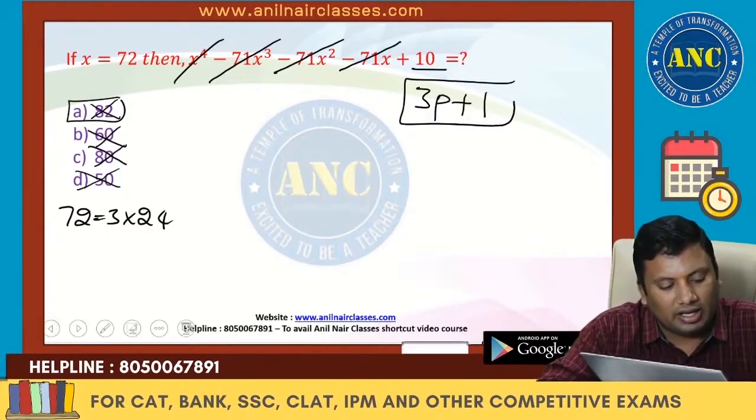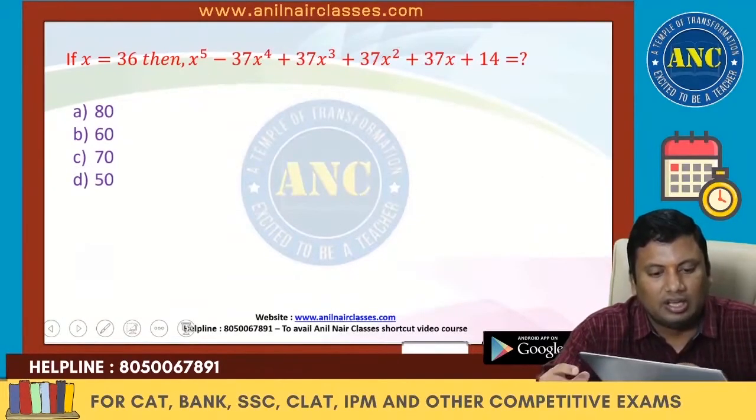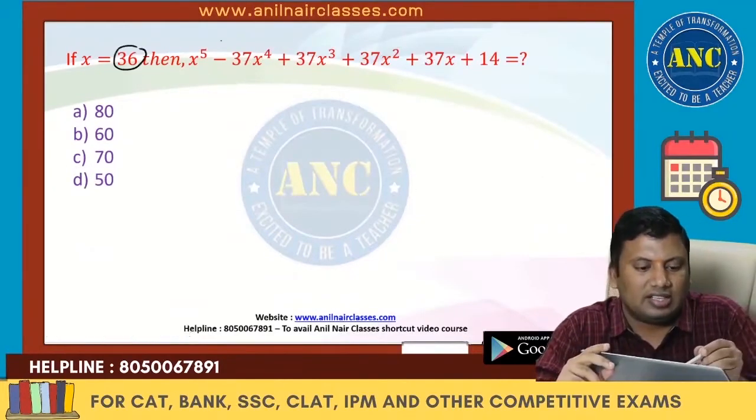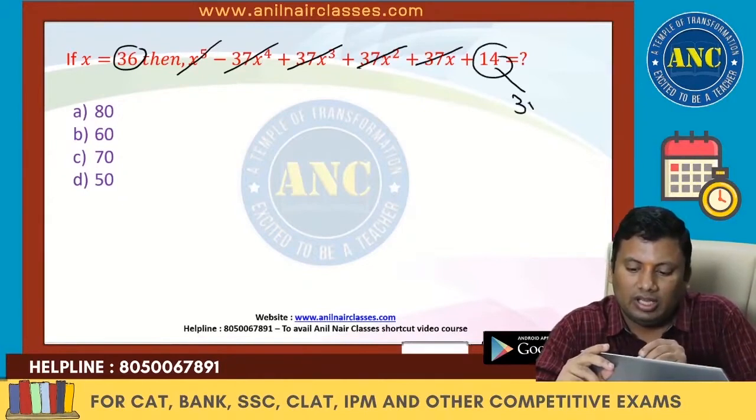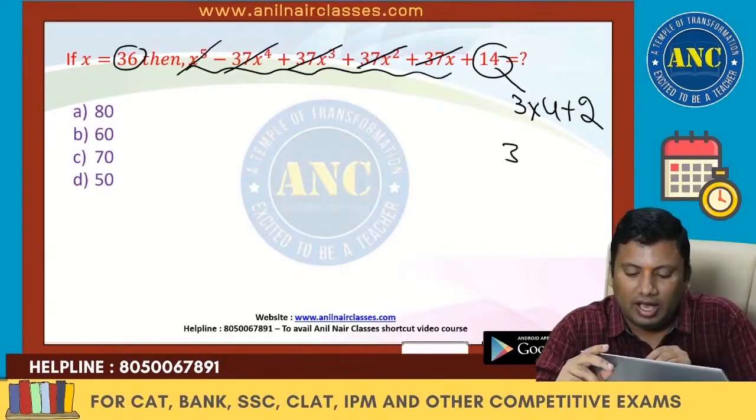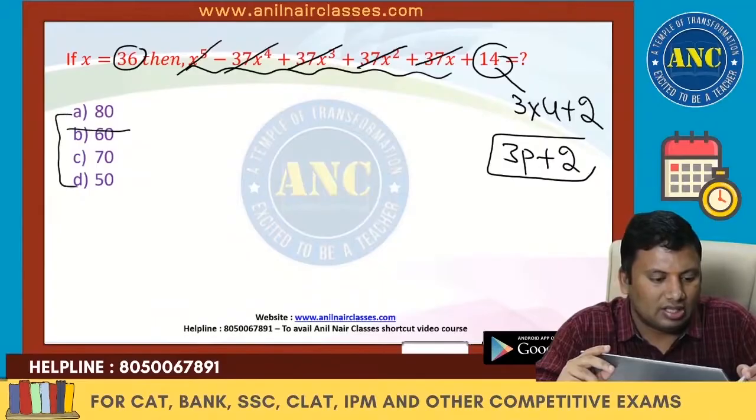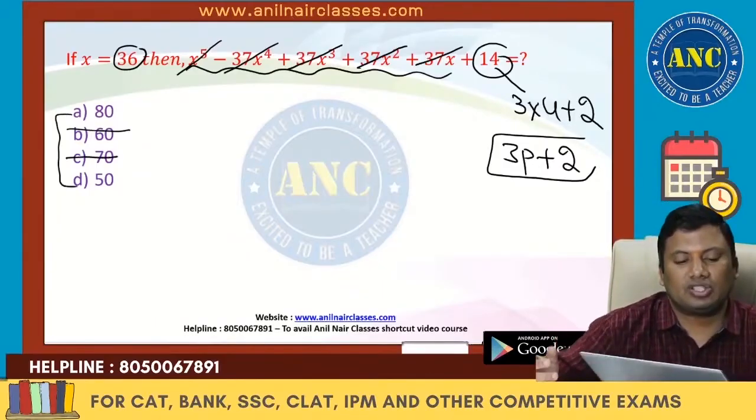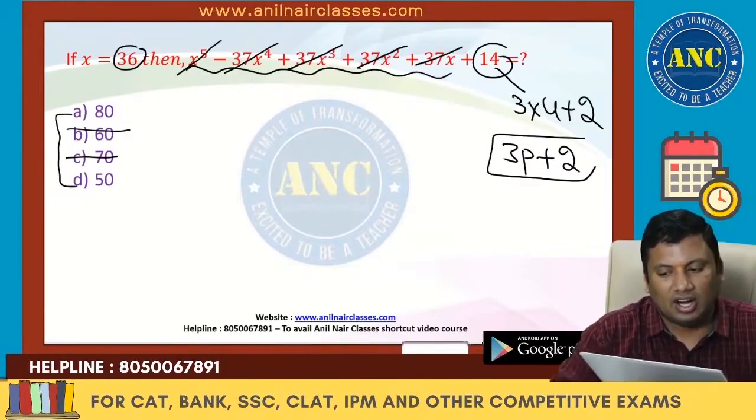Just by looking at a question itself, you are able to answer the question very, very fast if you know the logic. 36 is divisible by 3. All are divisible by 3. 14 is 3 into 4 plus 2. Answer when divided by 3 should give a remainder 2. These two can be eliminated just by using this logic.